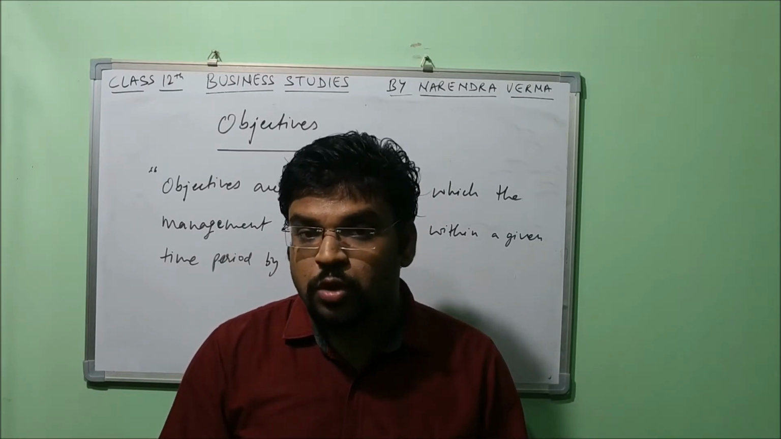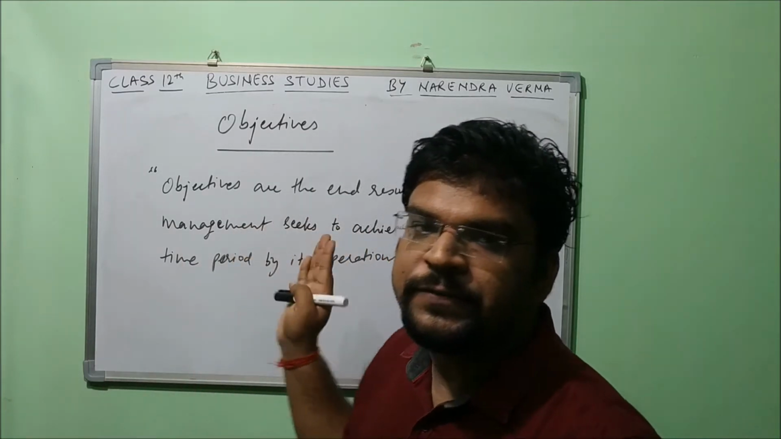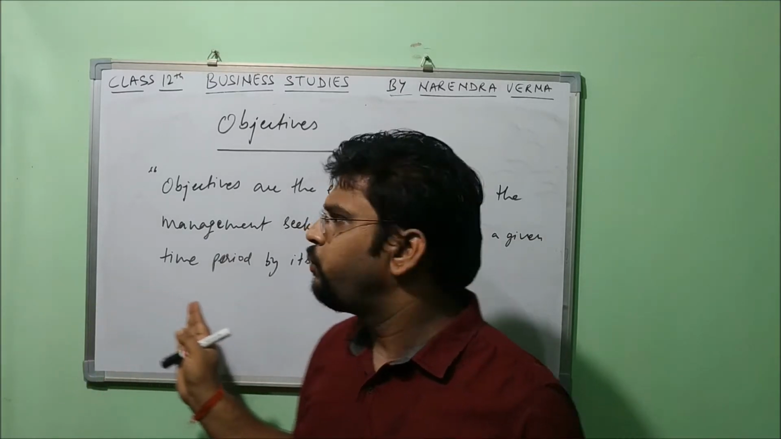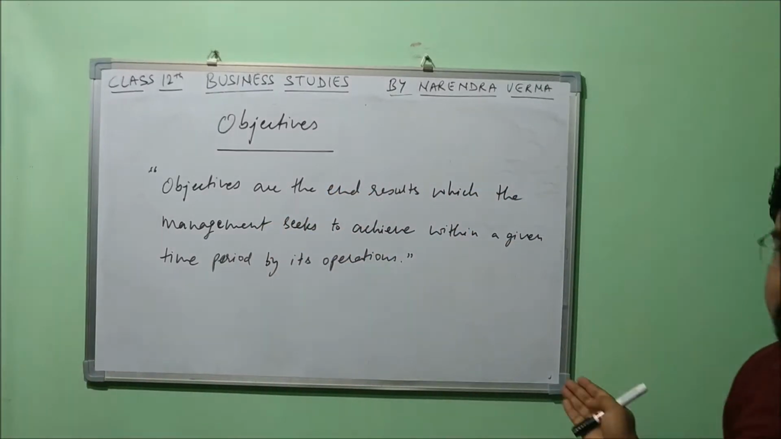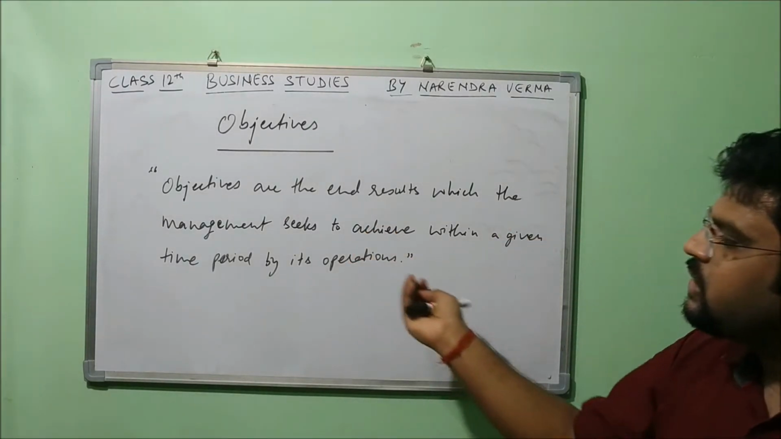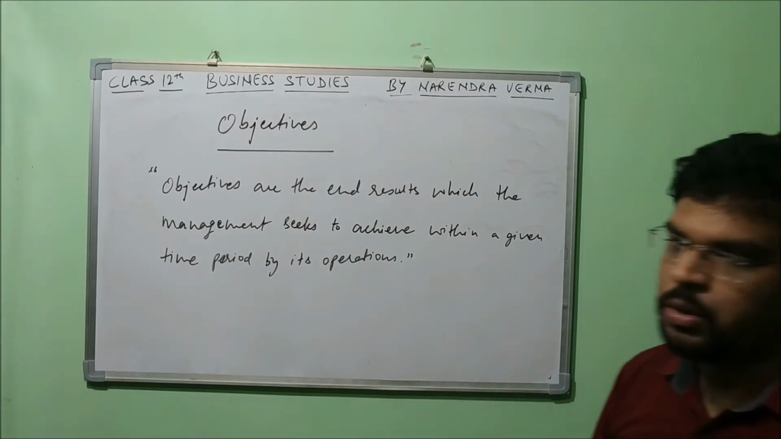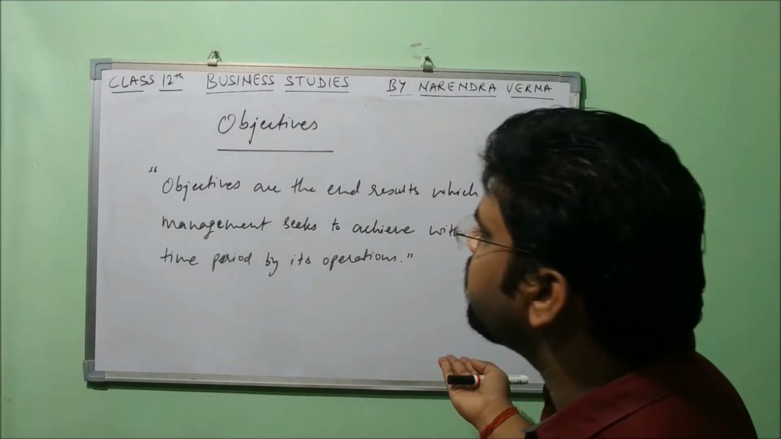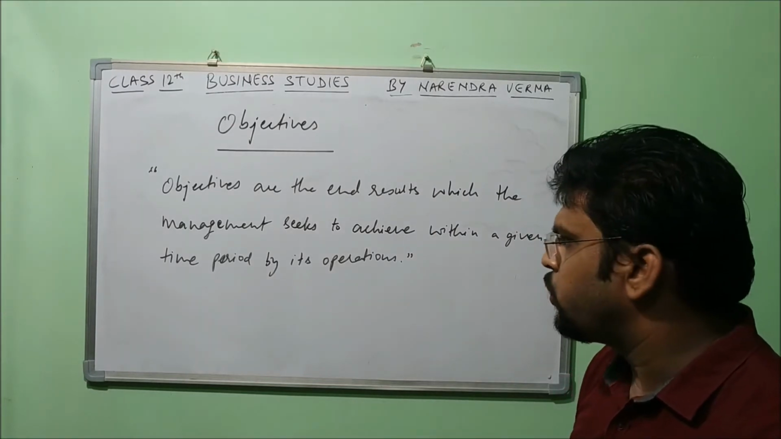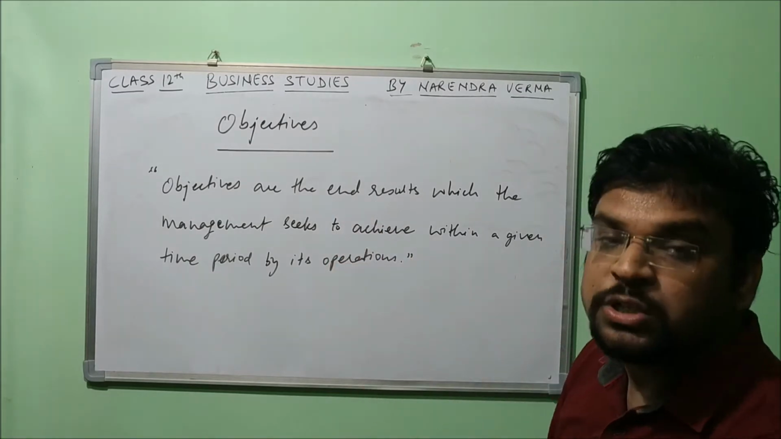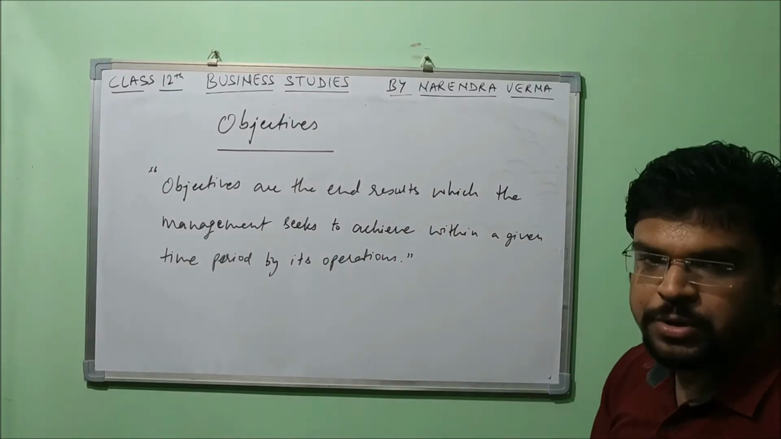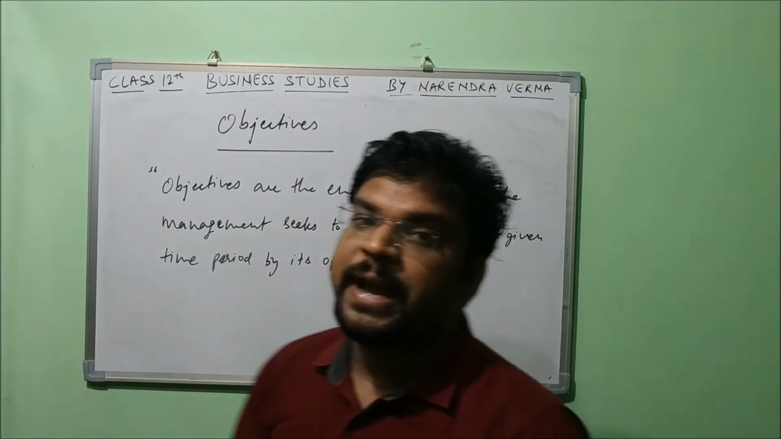And what does it mean? The definition is written here. If a one-sentence definition is asked in the examination, then you can write it down. Objectives are the end results which the management seeks to achieve within a given time period by its operations. Understood? This is a very simple definition. You can easily understand, there is nothing complex. End results means what is to be achieved at last by the management, within a given time period, by performing the operating activities.